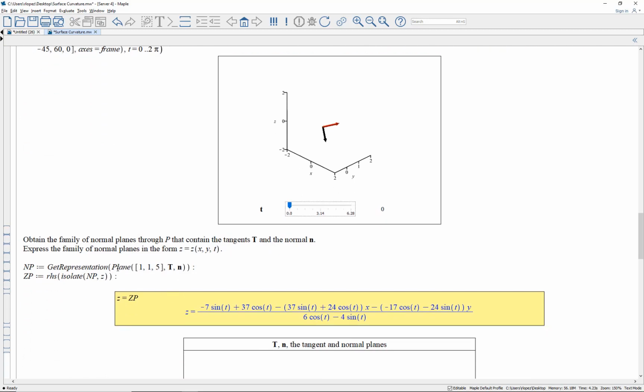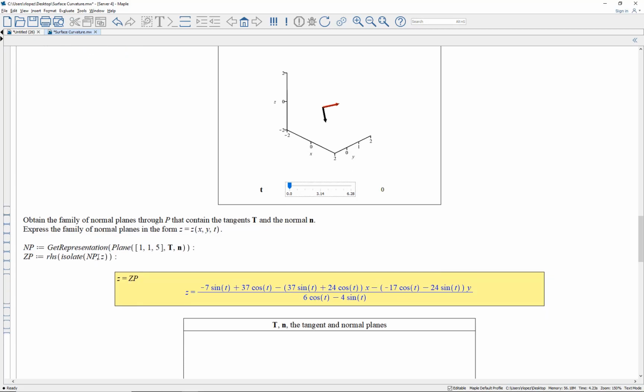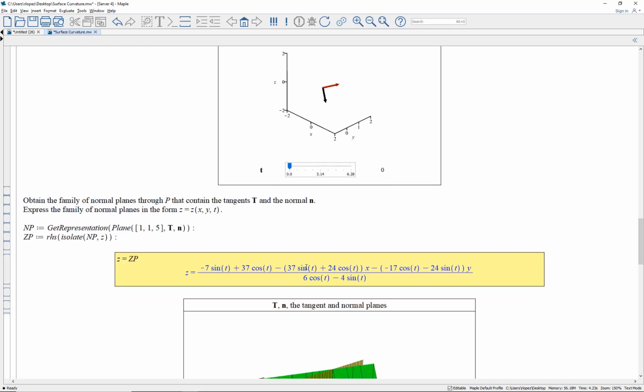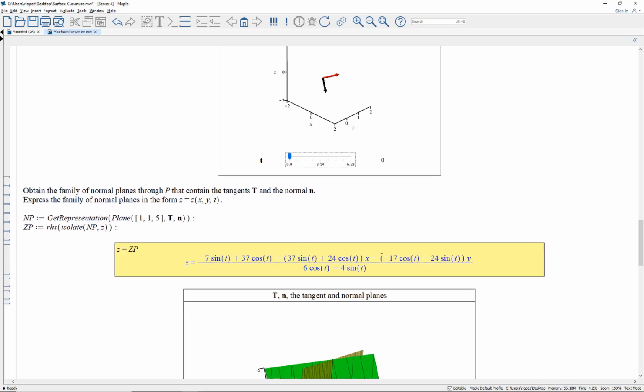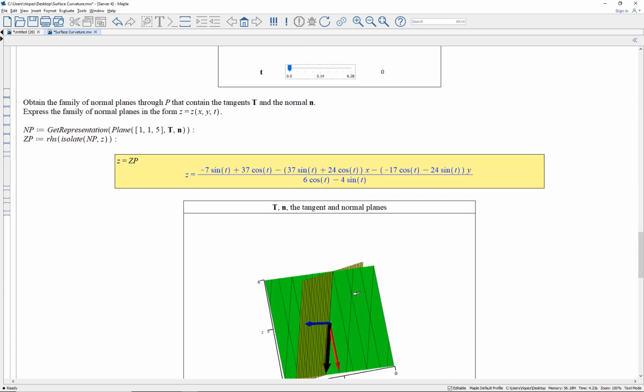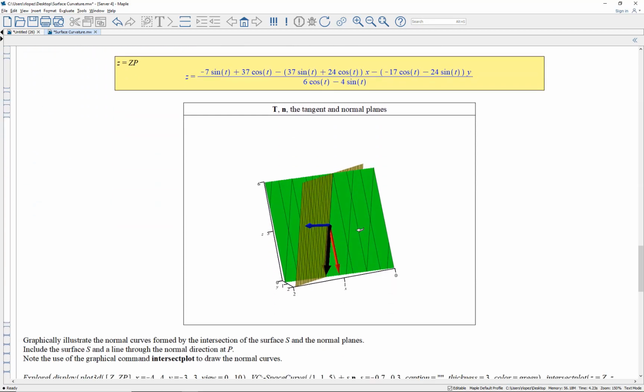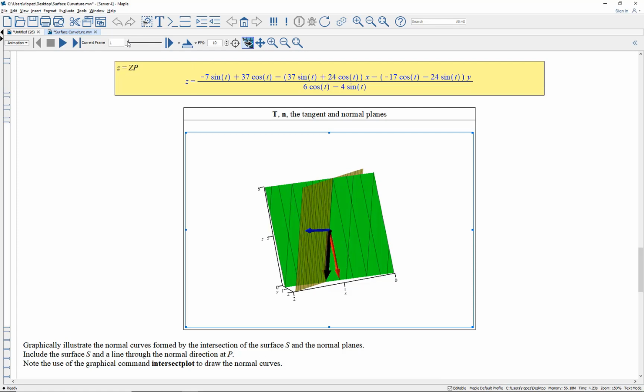So I use the plane command in the student multivariate calculus package. Point, tangent vector, normal vector. So this will get me the normal plane, and then I solved it for z, and I call that zp, z for the plane. This is the expression for those planes. And again, I drew a picture to make sure that those planes did what I wanted them to do.